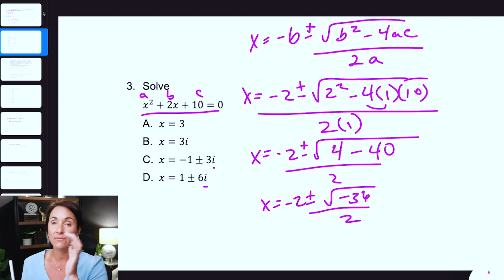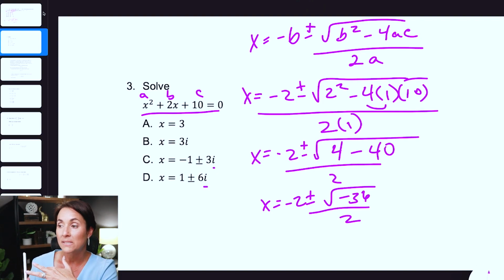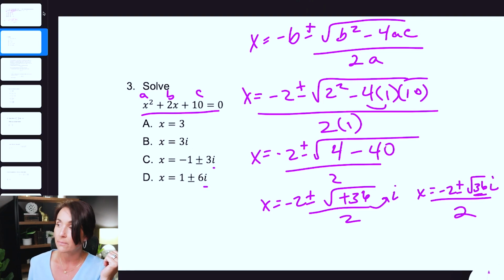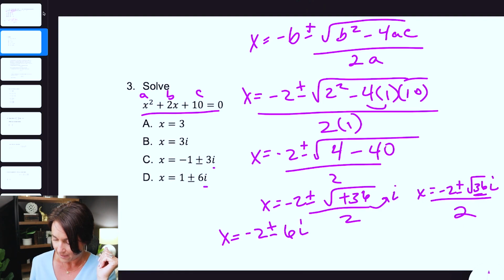Now we know that with negative 36, it's an imaginary number. It's not real because you can't have a negative under a radical. So I'm going to pull out that i, which makes this positive. And so I'm going to have x equals negative 2 plus or minus the square root of 36 times i, and that's all over 2. Now I like this 36 here because it comes out evenly, and I'll be able to solve this a little bit easier. So we're going to have x equals negative 2 plus or minus 6i, because the square root of 36 is 6, and I took that i out before, all over 2.